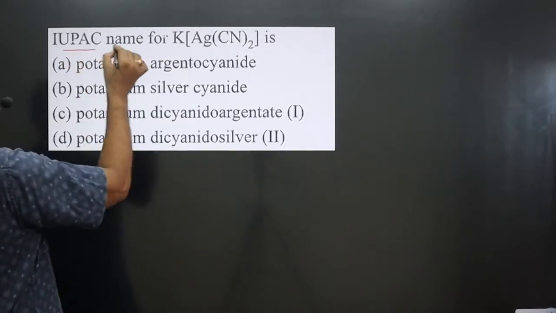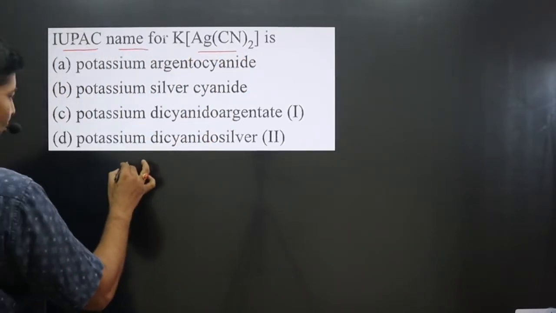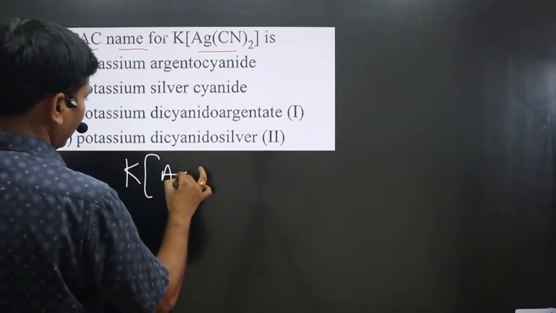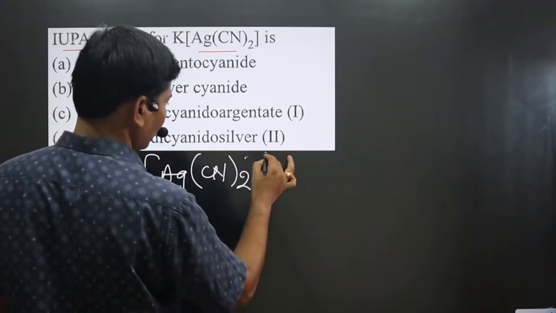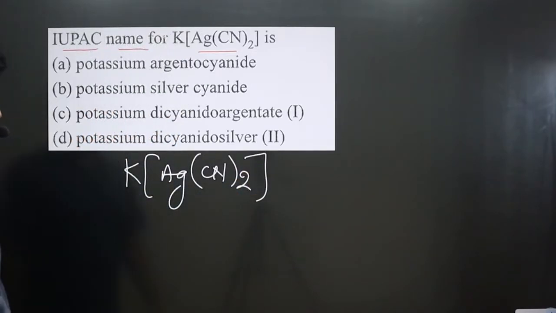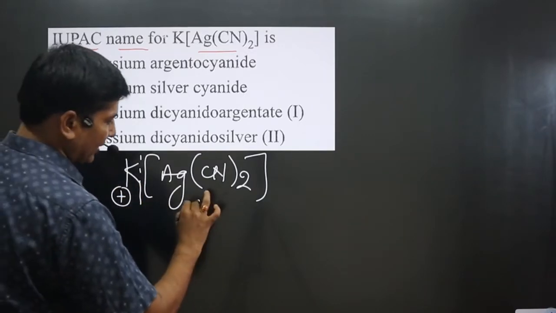The question says: IUPAC name for the complex. Let me write this complex. We have potassium, then Ag and CN whole twice, and close bracket. If you break this complex from here, this is the counter and positive part, and this is the negative part.